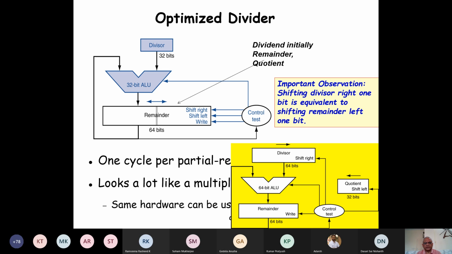From the hardware that we discussed, where we needed a 64-bit shift register, a 32-bit quotient register, and performed shift left, shift right, etc., we just reduced it to a 32-bit ALU, one 32-bit divisor register, and a 64-bit remainder shift register.